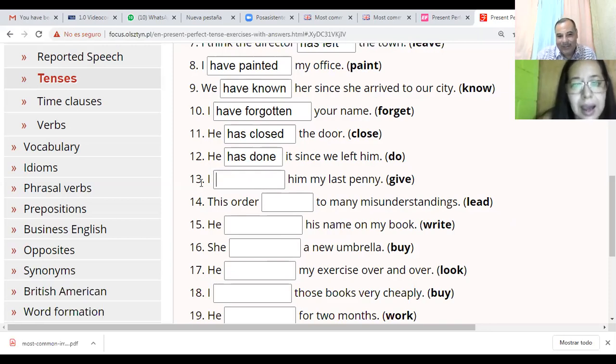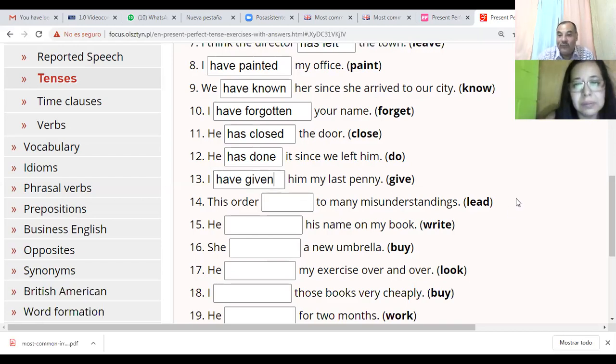Number 13. Look for the past participle of give. Look in the verbs. The past participle is I have given. Giving him my last penny. Okay, you know what is a penny? Penny es un centavo, ¿verdad? I have given him my last penny. Yo le he dado mi último centavo.